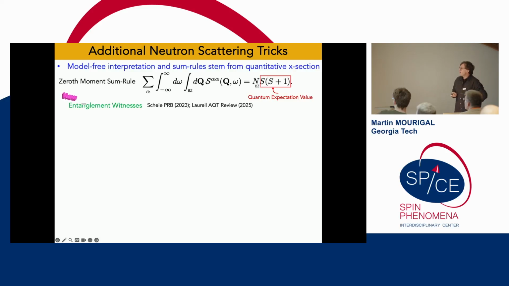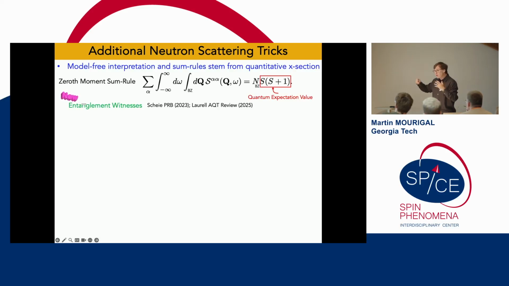So one great thing about the fact that the cross-section is quantitative is that you can do a lot of things without any model. You can do a model-free interpretation of your scattering. And one great example is the sum rule. So if you sum the dynamical structure factor over all energy and all momentum, what you should find is S(S+1), so you're measuring the expectation value of the spins on a given site. And so this is already doing a non-trivial quantum measurement. You notice that it's S(S+1), not S squared.